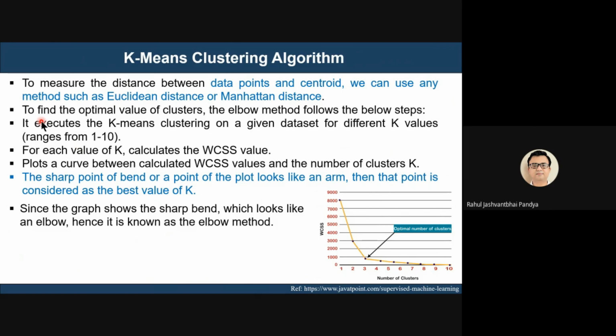To find the optimal value of clusters, this method executes the following steps. Generally, it executes k-means clustering on a given data set for different values of k. Let's say a typical range could be 1 to 10 based on our inputs. For each value of k, it will calculate the WCSS value, and then it will plot the curve between the calculated WCSS values on the y-axis and the number of clusters k.